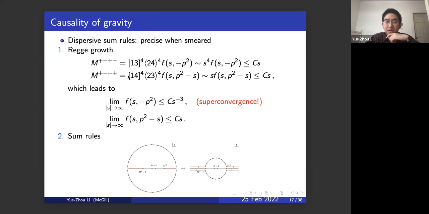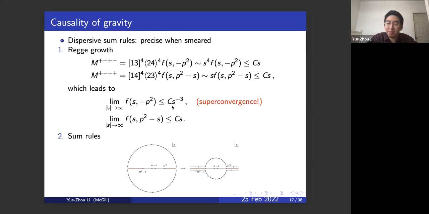And this dependence goes like linear in s, and the whole thing is less than the linear term in s. So this thing leads to the growth of the function that we will establish. We will build the dispersive sum rule. So for s, and minus p squared, this goes like 1 over s to the 3. And this thing goes like linear in s.